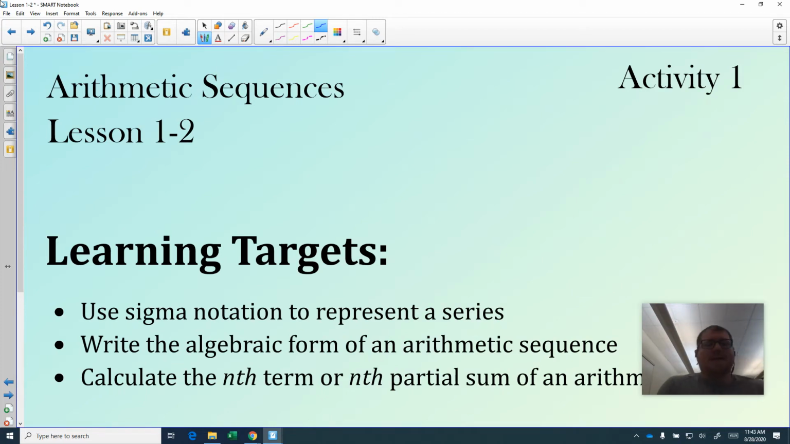Today we're going to be focusing on arithmetic sequences. Once again, we're going to go a little bit more in depth and start talking about the arithmetic series as well, and we're going to start deriving some of the equations that we're going to be using within this unit, okay? Just looking at our learning targets today, a couple of focuses are that we're going to be dealing with sigma notation. We're going to write algebraic form with a lot of these arithmetic sequences, as well as calculate the nth term of a partial sum, okay? So let's go ahead and get right into it.